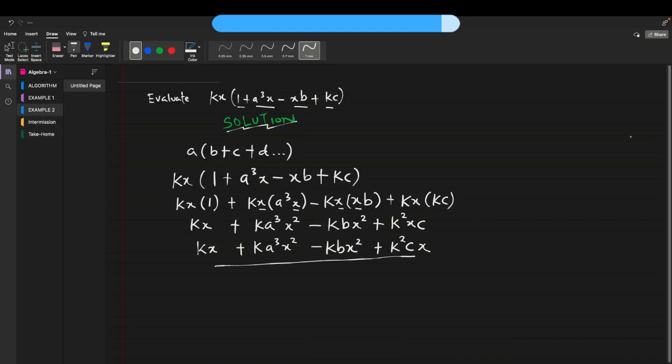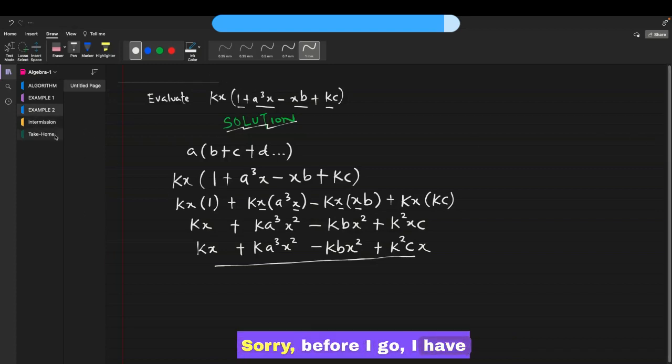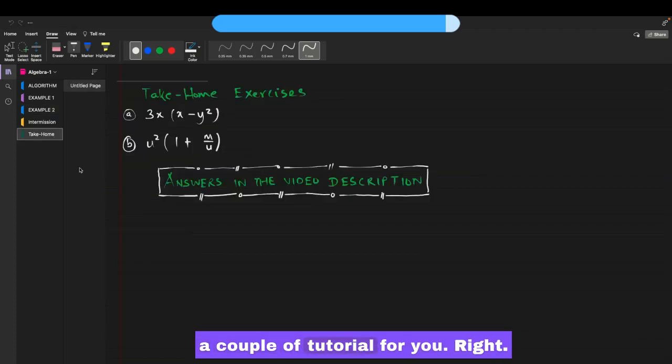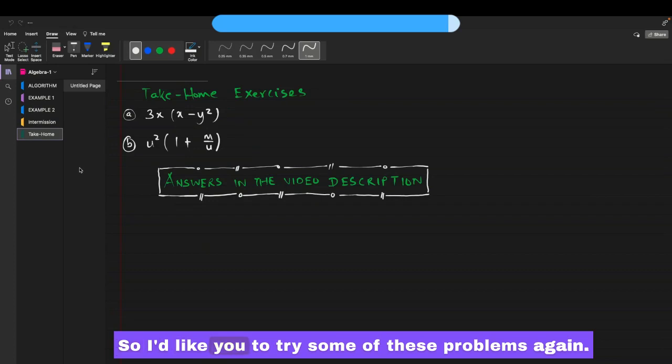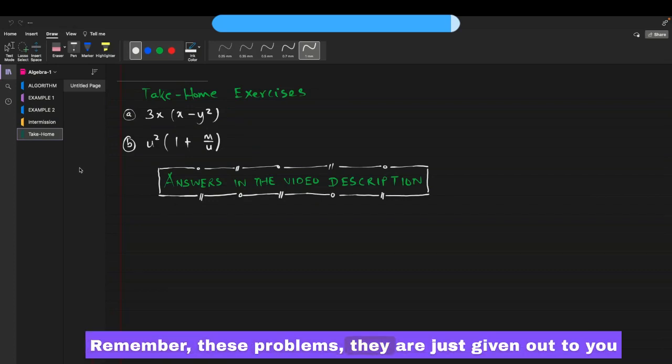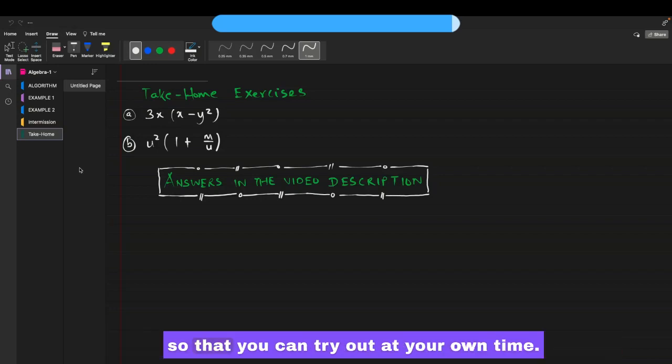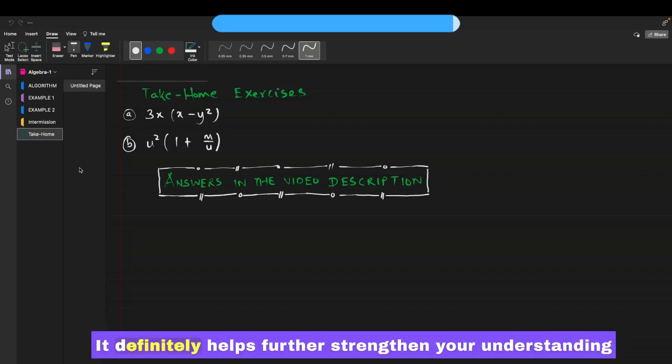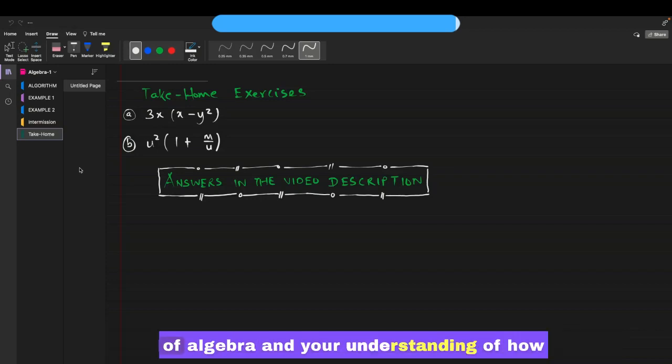Okay, before I go, I have a couple of problems for you. Some take-home exercises. So I'd like you to try some of these problems. Again, remember, these problems are just given out to you so that you can try them out at your own time. It definitely helps to further strengthen your understanding of algebra and your understanding of how to multiply a monomial by a polynomial.